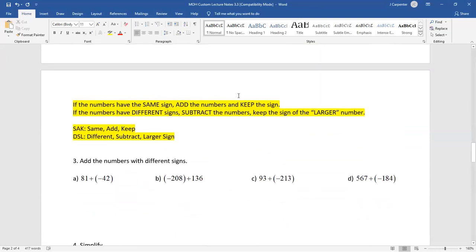So same sign, add, keep the sign, different sign, subtract, keep the sign of the larger. Well, number 3, the instructions spoil a lot of things. Don't worry, when we get to 4, we'll be mixing and matching. So 81 plus negative 42, that's positive 81 and that's negative 42. So these have different signs. So we will subtract the numbers in absolutes and keep the sign of the larger number.